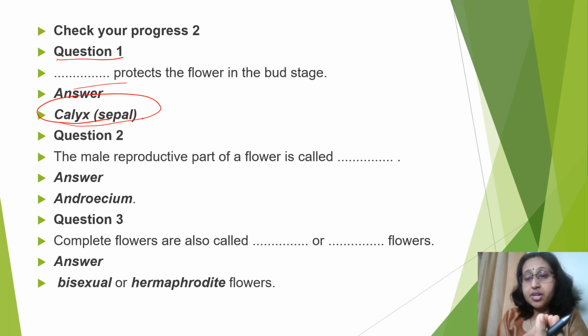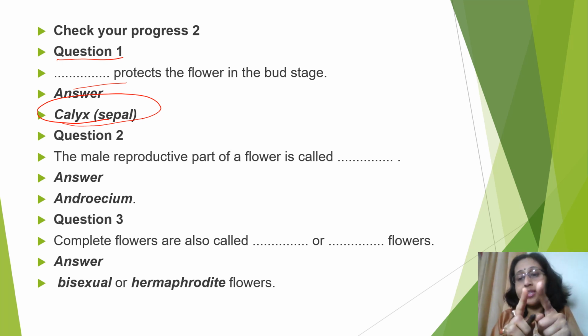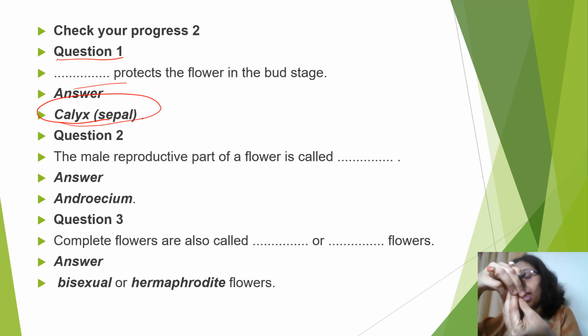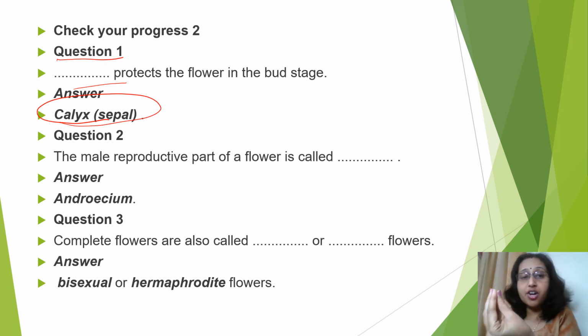When the flower is in the bud stage, it is very small. The sepals or the calyx are protecting the flower. When the bud is very small, you can see that it is fully covered with something green. After the flower grows, it comes out of the sepals. So that is the calyx or the sepals, and the petals are called the corolla. When it is in a very small state, it is being protected by the calyx or the sepal.